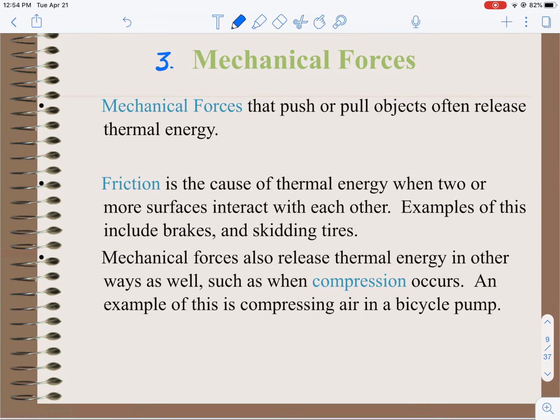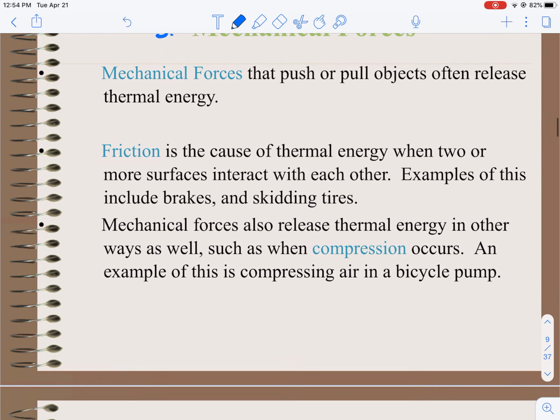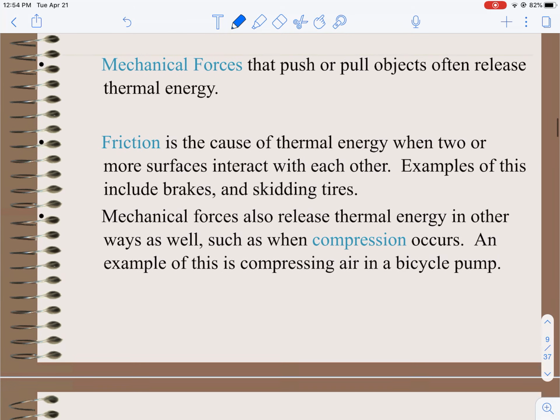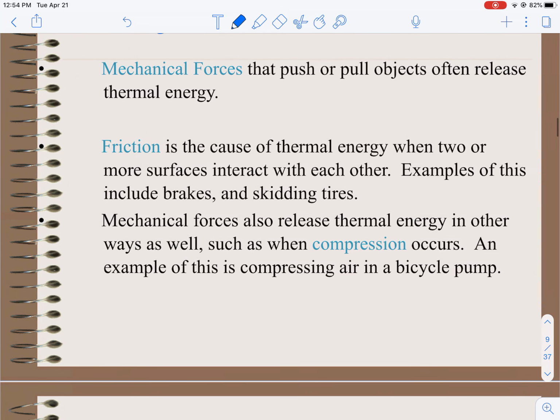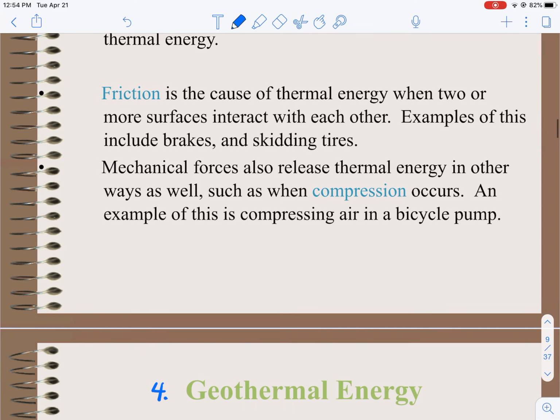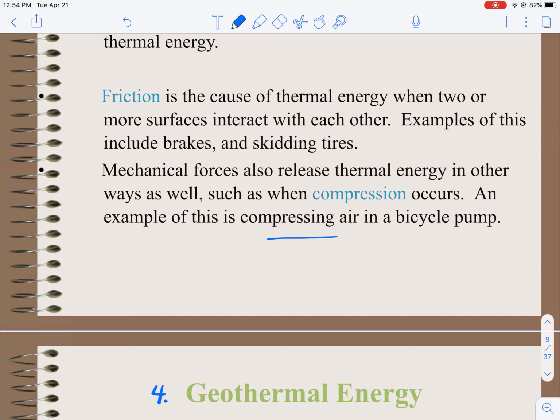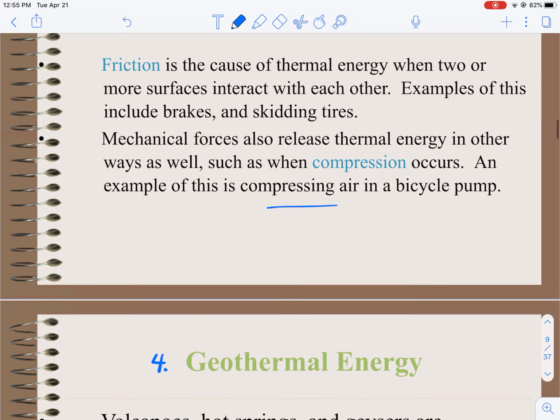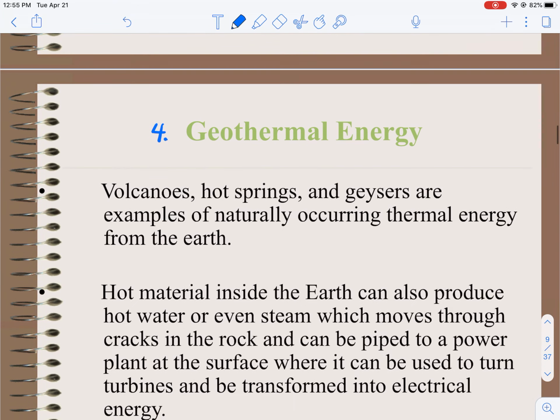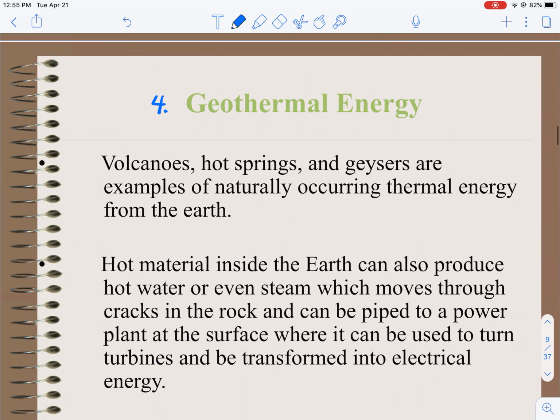Mechanical forces are things like moving parts. If you think of brakes, we have friction released that will create some heat. And another example is the pressure of moving parts in a bicycle pump that then can do some job of inflating a tire.